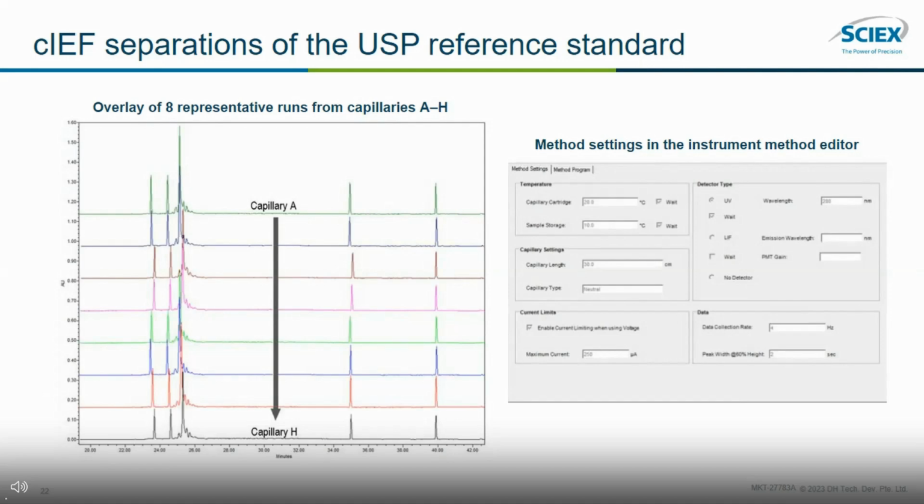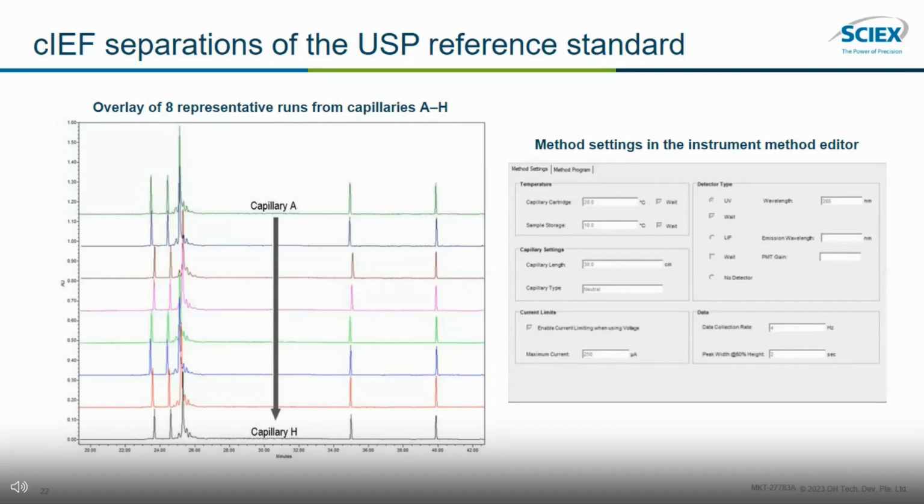We see overlaid here the results of our simultaneous analysis of 8 samples for CIEF using our standard CIEF method and Empower. This was a USP IgG reference standard mixed with pI markers 10, 9.5, 5.5, and 4.1. You can see capillary A as our top trace, followed by B and C, all the way down to H at the bottom, with good reproducibility.